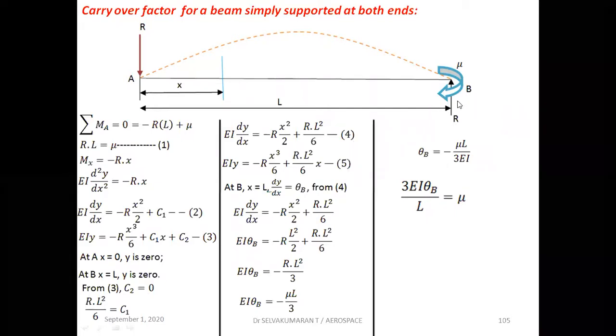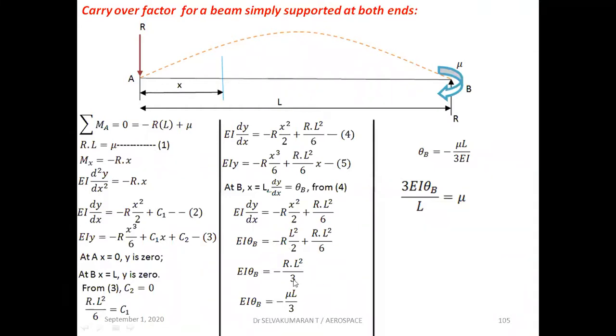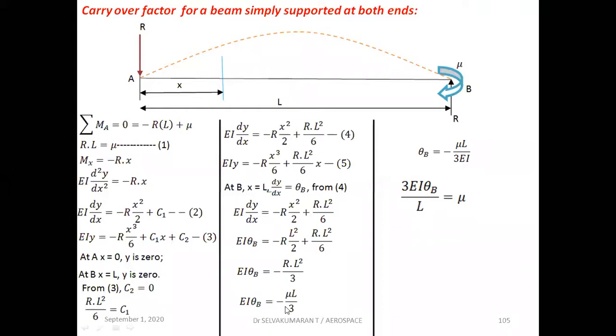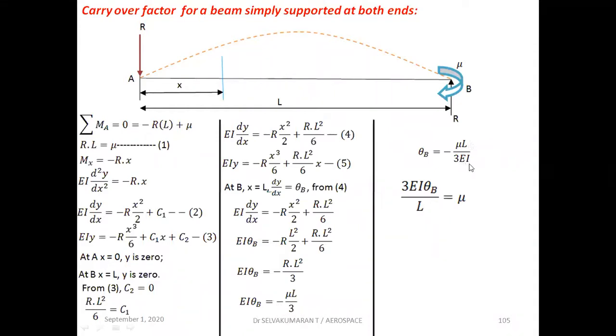Then at B, X is equal to L, dy by dx, slope, is nothing but theta B. So from this, EI theta B is equal to minus RL square by 2 plus RL square by 6. So EI theta B is equal to minus RL square by 3. What is RL? RL is nothing but Mu from equation 1. So minus Mu L by 3. So theta B is equal to minus Mu L by 3 EI.